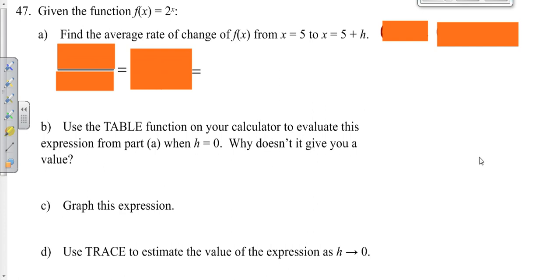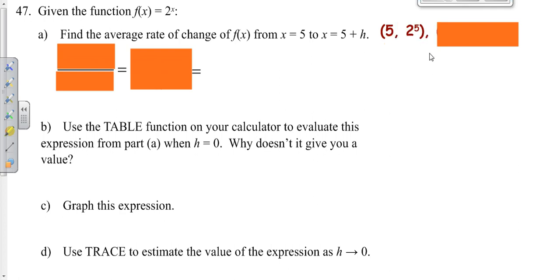Well, let's try to answer your question on problem number 47. We're just trying to find our average rate of change. Once again, that's just our slope between x being 5 and x being 5 plus h. So we've got to take 5, that's our x coordinate, plug it in here, and we get just 2 to the 5th.